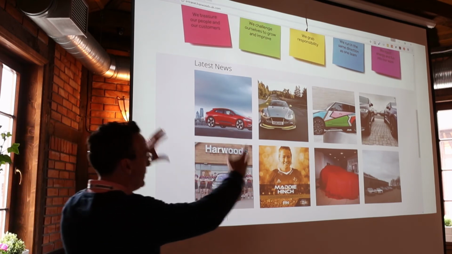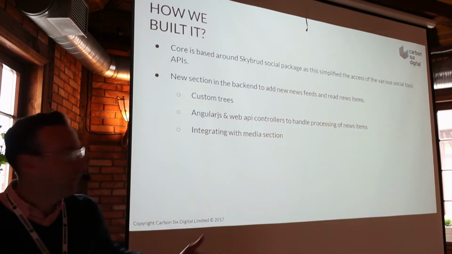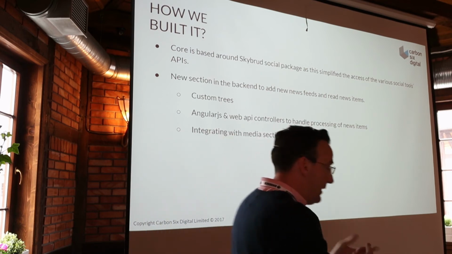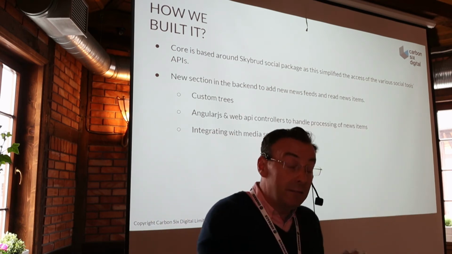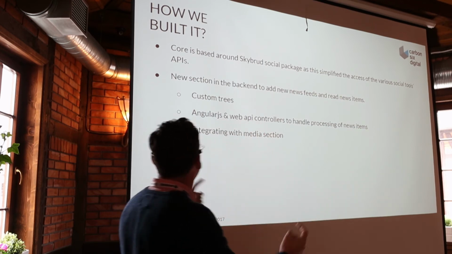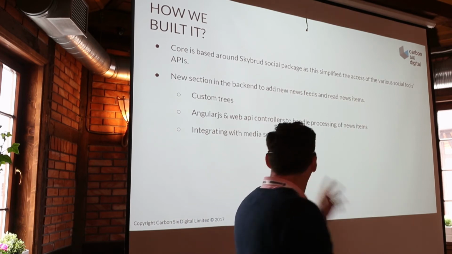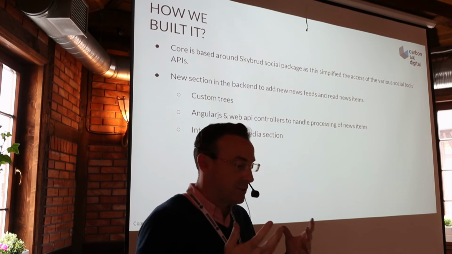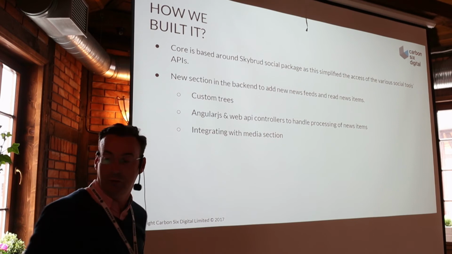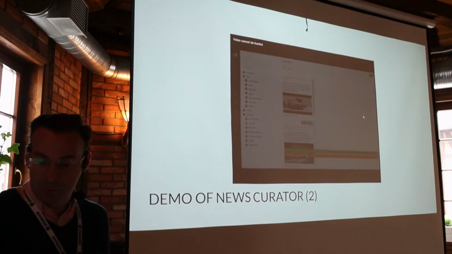And the net result is news articles that arrive on the web page, but I mean, news articles on a web page, there's nothing interesting about that. But actually, the back-end panel that we've built is essentially extending Skybred social package to be able to access the various social media tools quite easily. And then we've built some custom trees and some Angular stuff to enable us to handle the processing of news items coming in and then the creation of content afterwards. And I'm not going to show any code for that because it's beyond me.